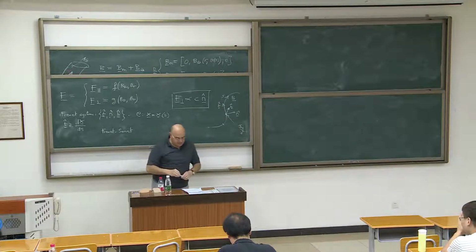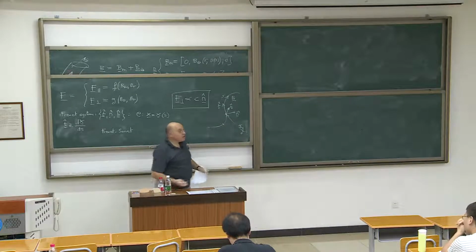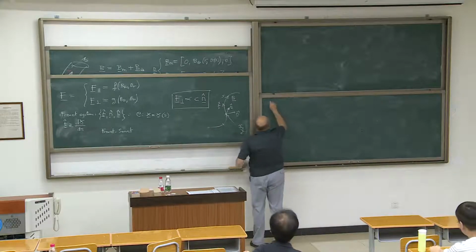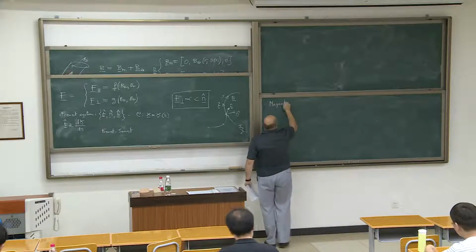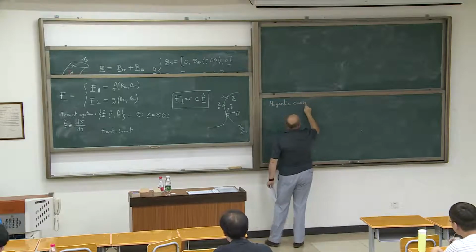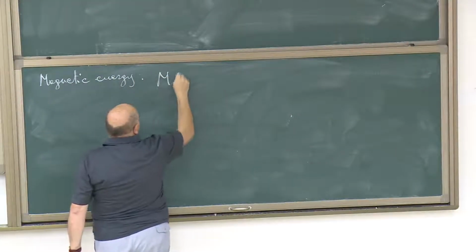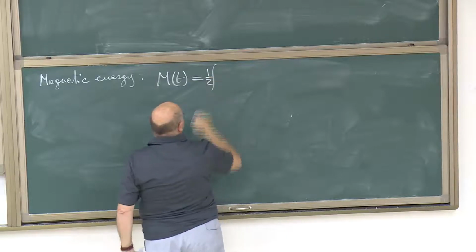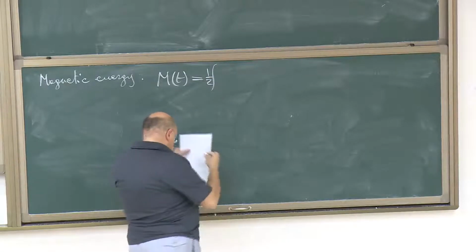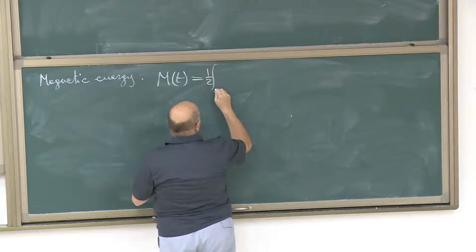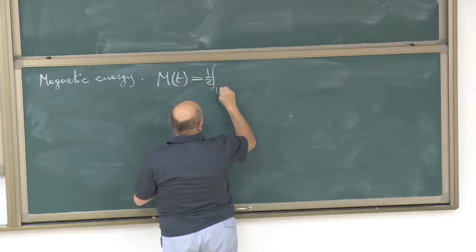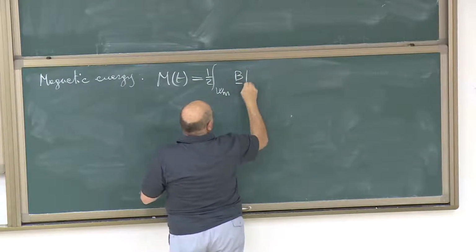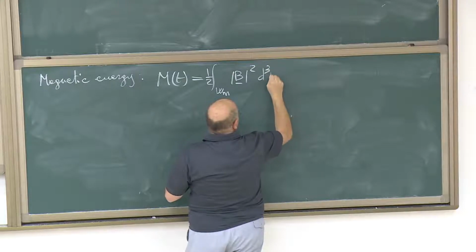We resume by considering the role of energy for magnetic fields. So the magnetic energy is defined as the integral. There is a half there. Sometimes there is no half, but in my case I have a half of the integral over volume of B squared in this volume.